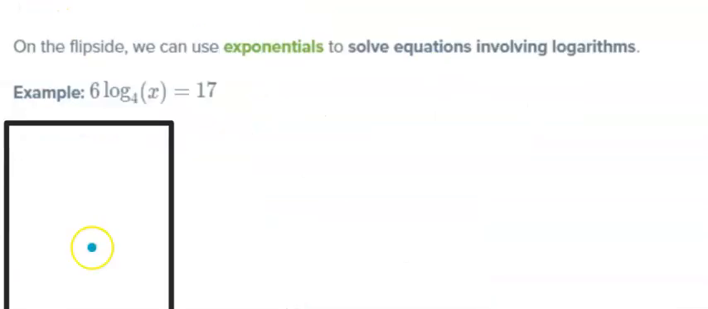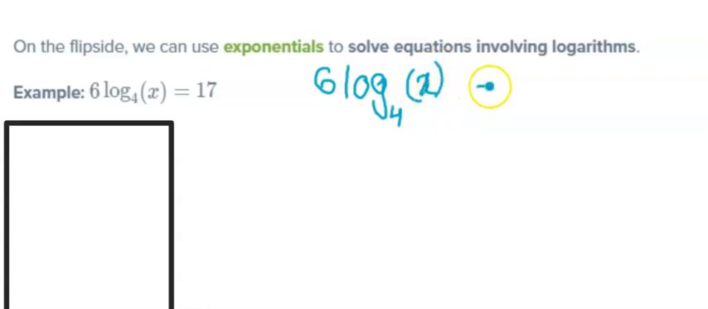Now let's say we got this question and we need to find out the x that's inside. How do we solve this one? We have 6 log, the base is 4, x equals 17. How do I find the value of x? First, this 6 is being multiplied, so I need to bring that 6 to the other side. Something that's been multiplied on this side will divide on the other side, opposite to the equal sign.